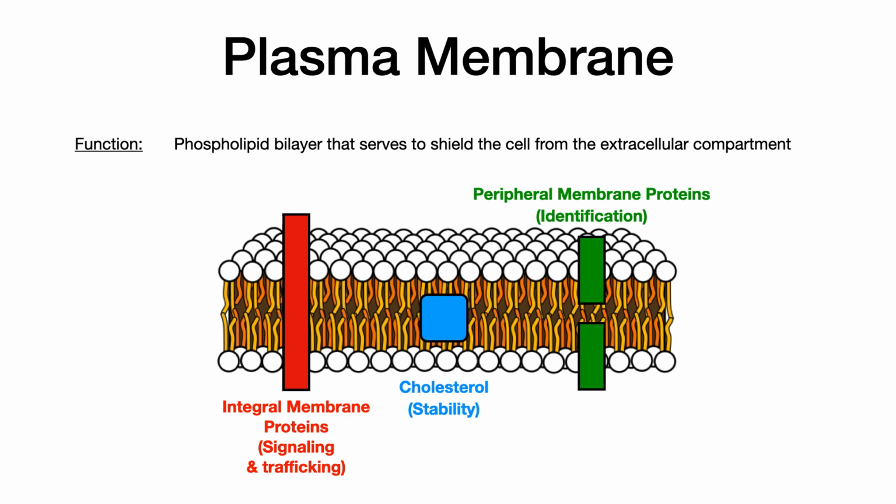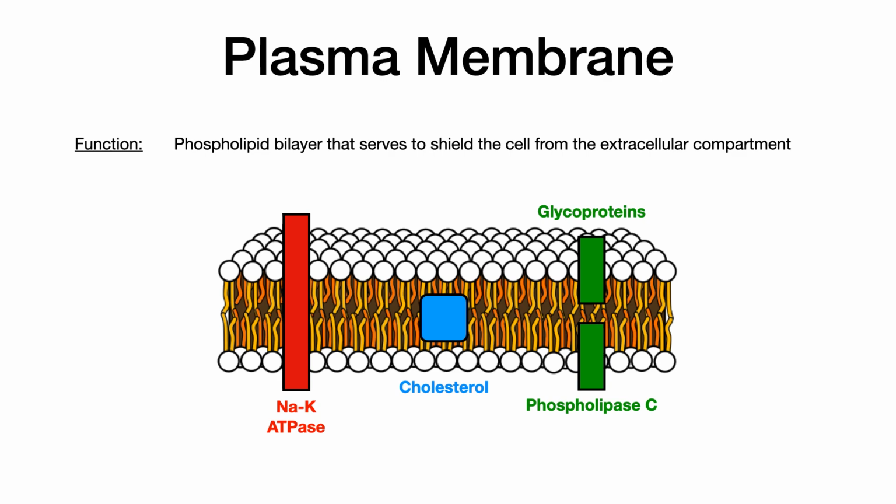In green, we see peripheral membrane proteins. These are various things, such as glycoproteins or phospholipase. They can be outward-facing on the extracellular side, or they can be inward-facing on the intracellular side, and they serve a purpose of identification. Here are some examples of those various elements.